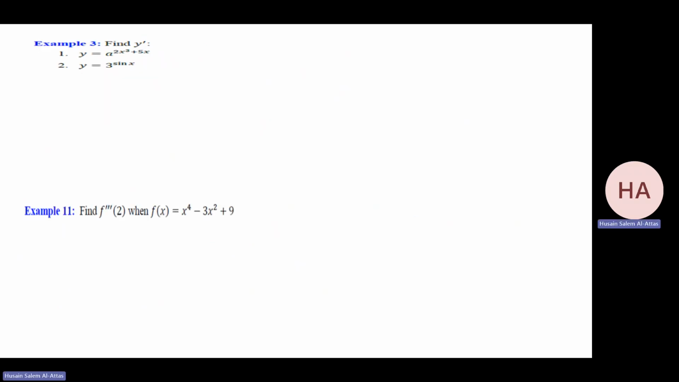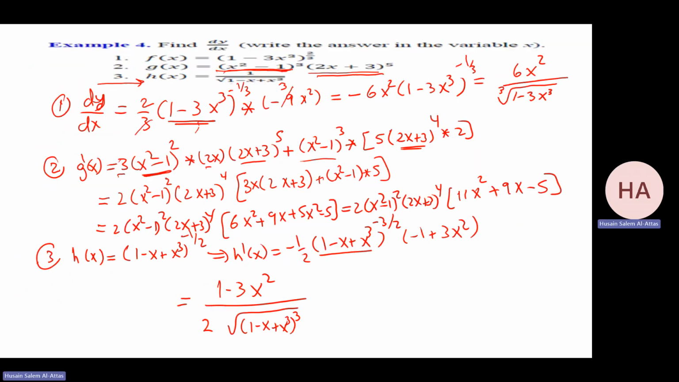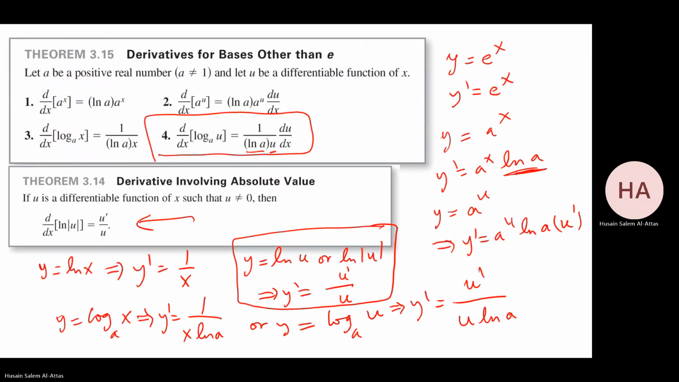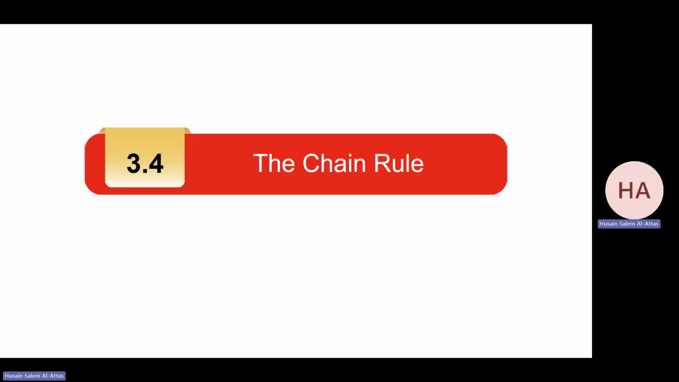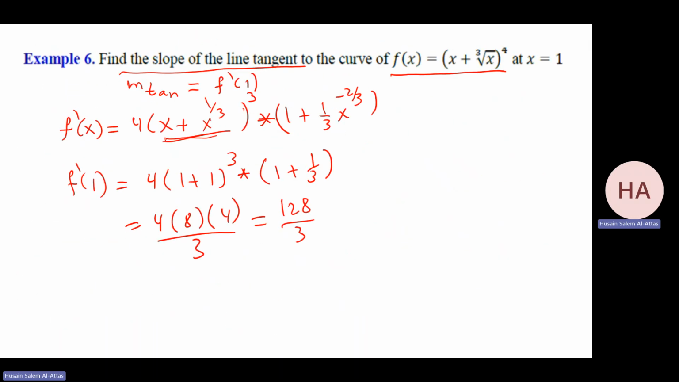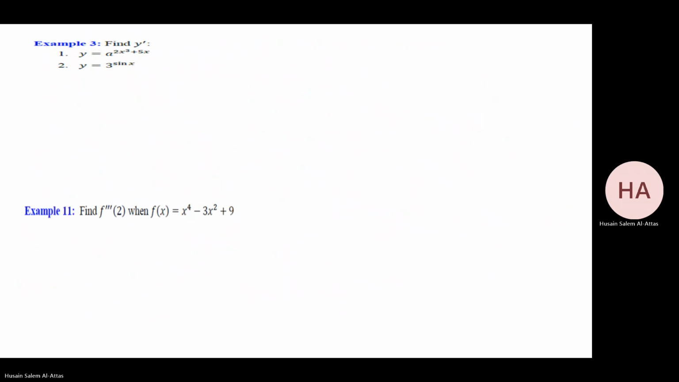Find y prime. Now I have these formulas: a to the power u. So I have ln a times a to the power u times the derivative. Number 1, y prime, the same, times ln a times the derivative of this, which is 6x squared plus 5.